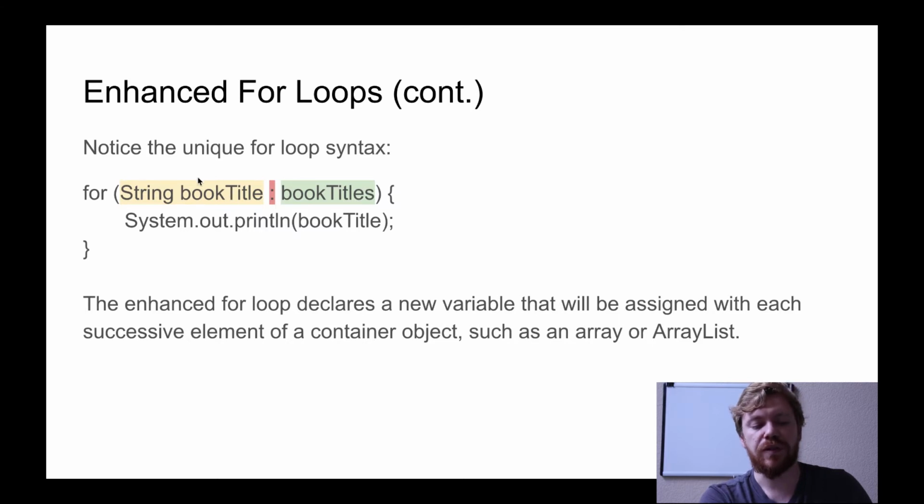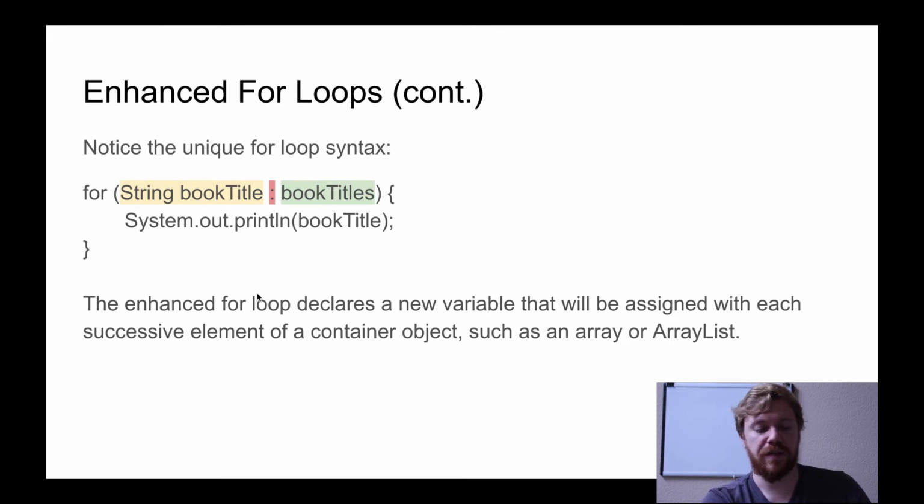And so yeah, we declare this variable bookTitle. We place this colon, which is interesting syntax, right? You can think of the colon as kind of like "in". So you could say for each bookTitle that is of type String in this collection of strings called bookTitles, print the bookTitle.